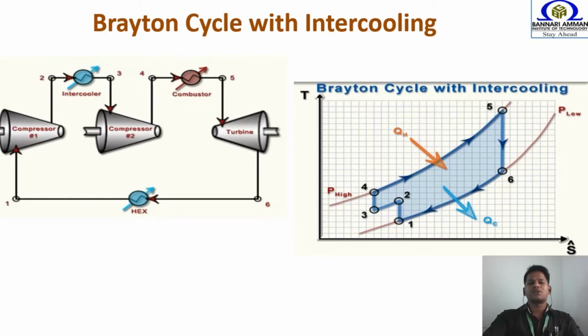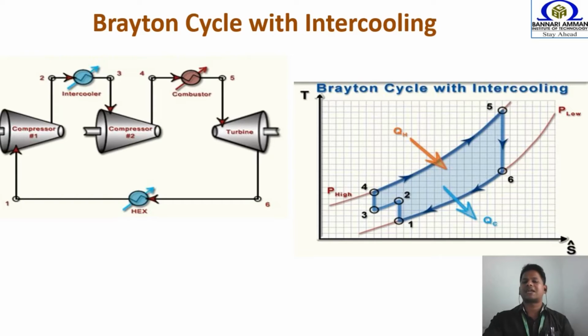So now we can understand the difference between the ideal Brayton cycle and the Brayton cycle with intercooling. What is the difference between them? It's very simple. In the ideal Brayton cycle, we have only 4 processes: isentropic compression, isobaric heat addition, isentropic expansion, and last, isobaric heat rejection.